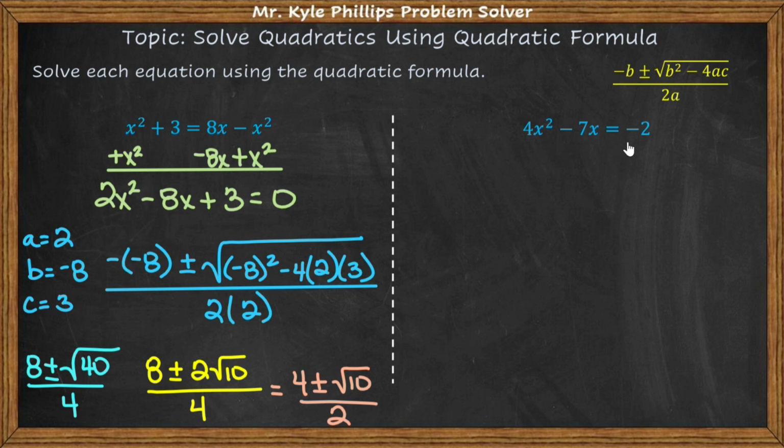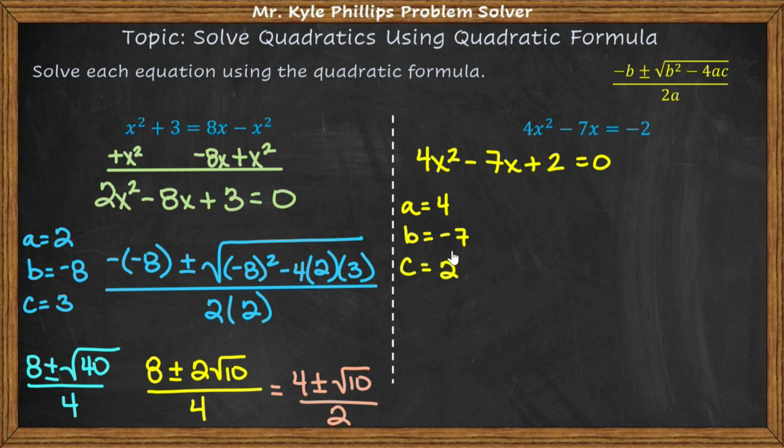Okay, let's look over here. Again, we want this to equal 0. So I have 4x squared minus 7x plus 2 equals 0. And now I know that my a value is 4, my b value is negative 7, and my c value is positive 2. Again, b here is negative. This doesn't mean b has to be negative. It means take whatever your value of b is and multiply it by negative 1.